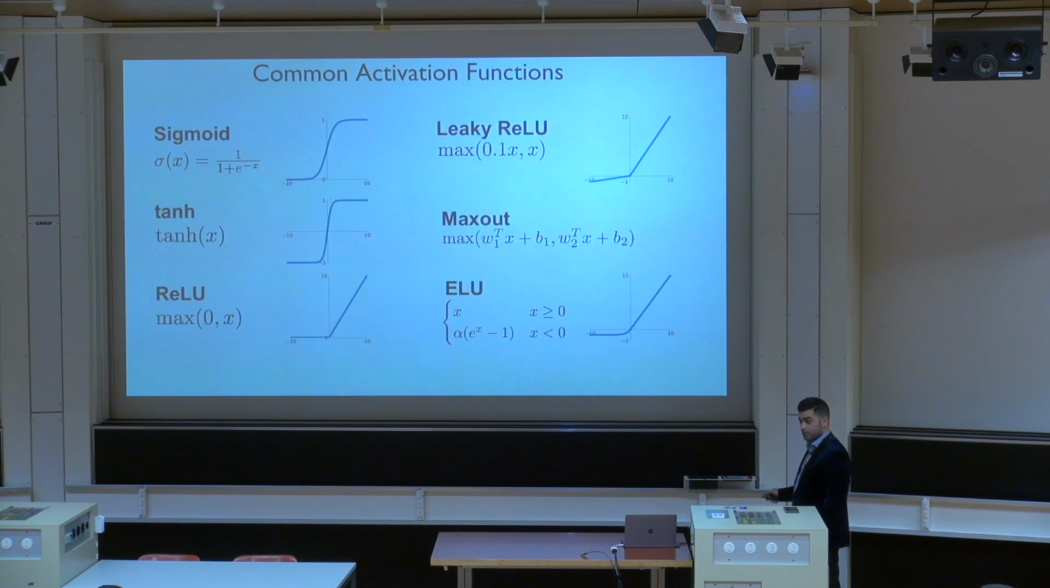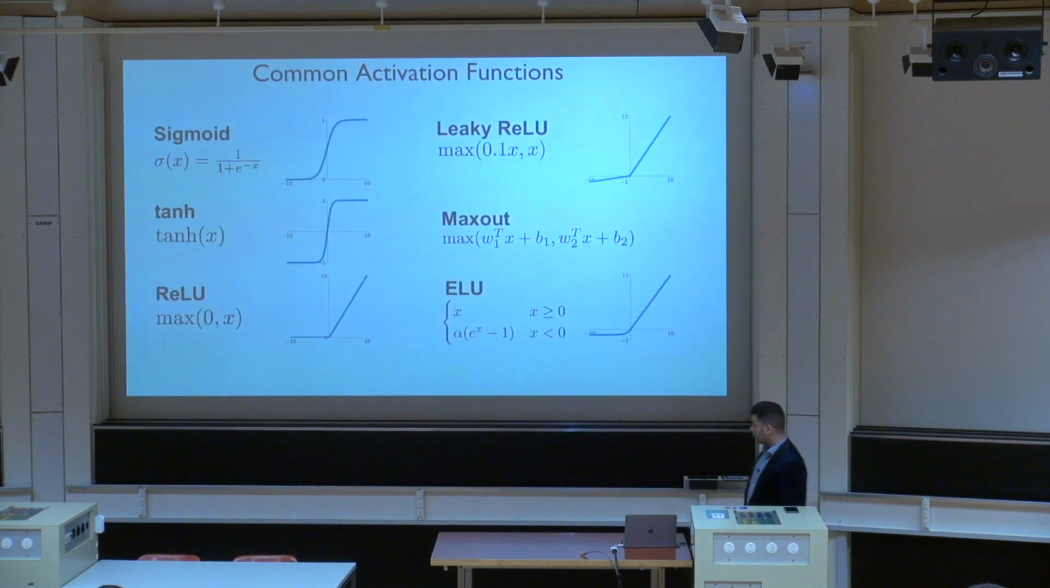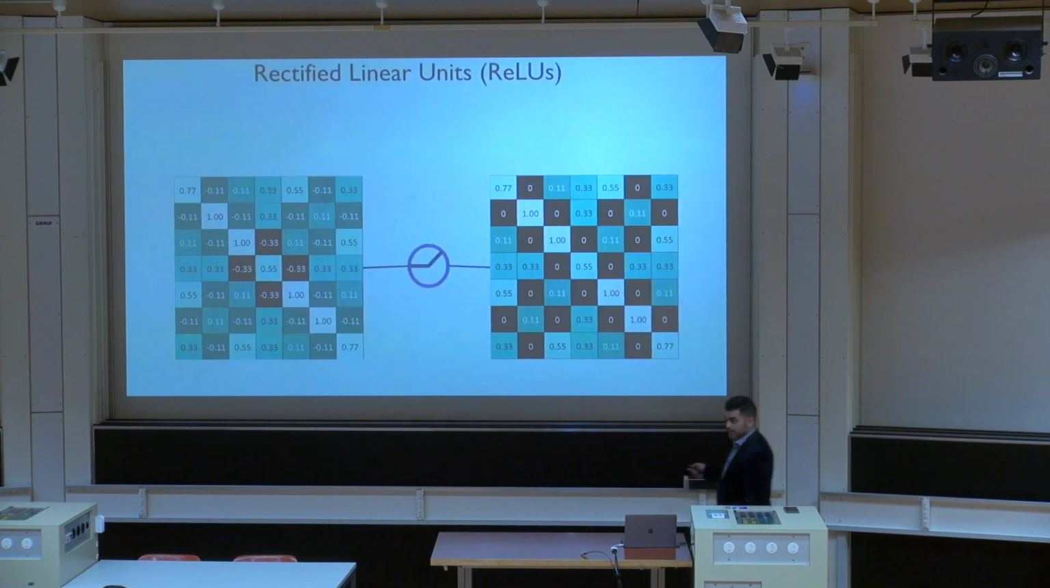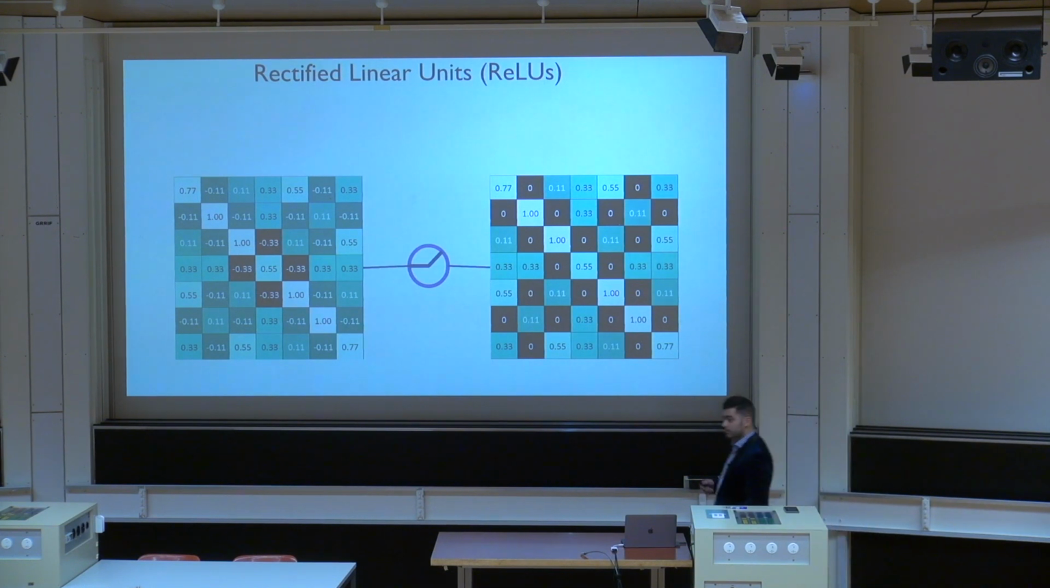Especially the rectified linear unit. How does it work? It's very simple. For negative values, it outputs zero, and for positive values, it outputs the value as it is. So here, as you see, for positive values we return the same number, but for negative values we return zero. It's just like a threshold at zero, simple.